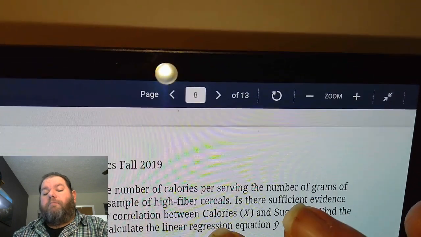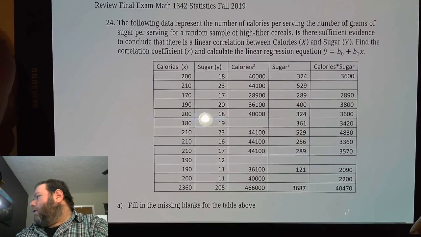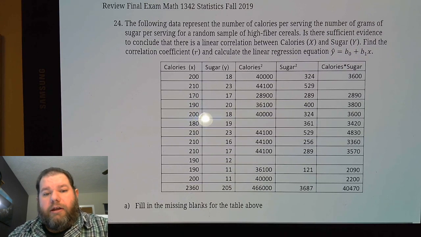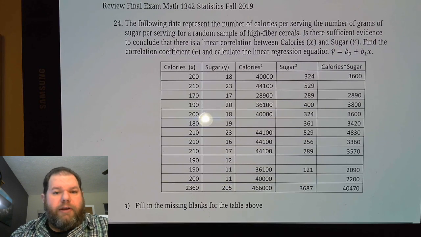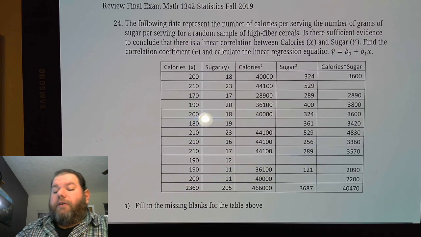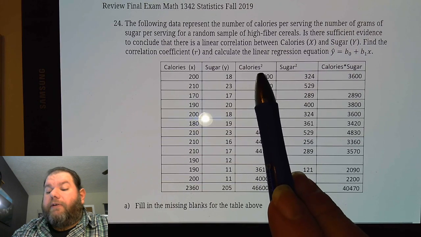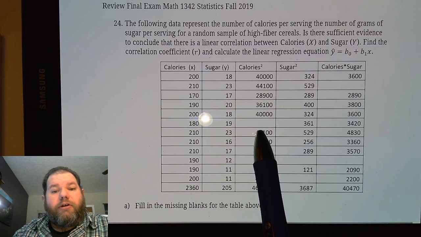So our last problem is 24. And this is on linear regression. Now we spent one day, I believe, maybe 1.5 days on this. This is chapter 4, so it was right after test 1 that we did this. First thing they want us to do is fill in the missing blanks here. So this column, for instance, is calories squared. So we'll take the calorie value, 180, and square it, and write the result there.